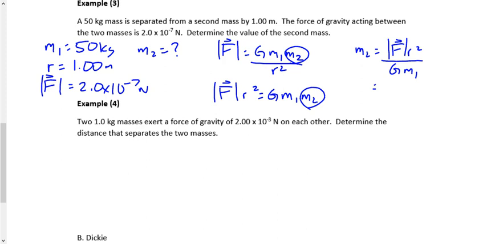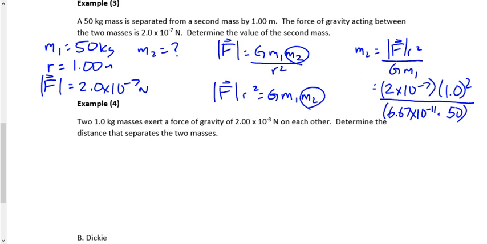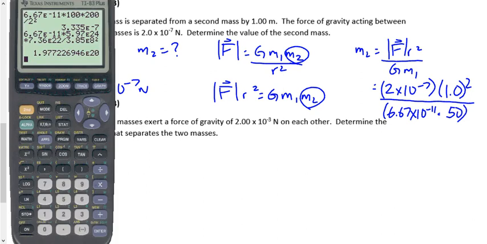Let's sub our numbers in for this now. We get 2 times 10 to the negative 7 for force. R is 1.0. We get a bit of a break here because when we square 1, we just get 1. G is 6.67 times 10 to the negative 11 times M1, which is 50 kilograms. Let's pull up the calculator again for this one. Let's say 2 times 10 to the negative 7 times 1 squared. Let's divide that by, make sure you use some brackets on the bottom here, 6.67 times 50 inside the brackets.